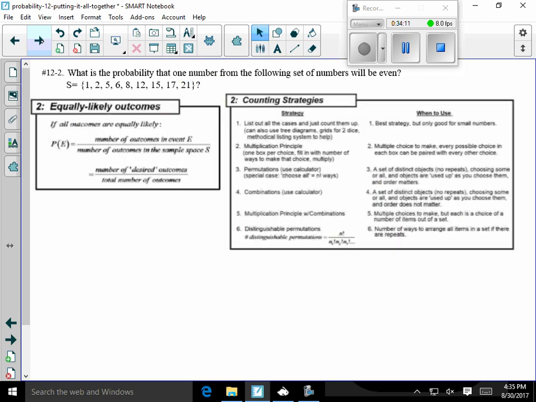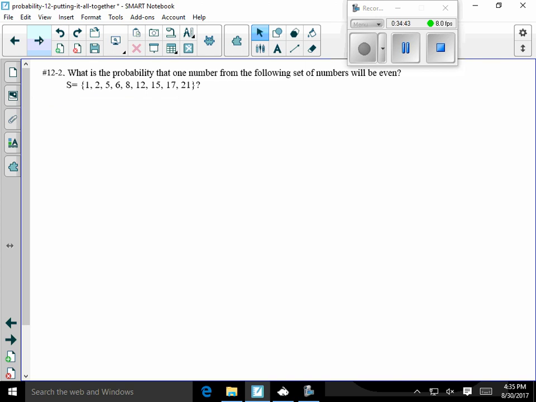Here's some things to remember about equally likely cases. When we have equally likely outcomes, the probability of the event happening is the number of outcomes in the event space divided by the number of outcomes in the sample space, or the number of desired outcomes over the total number of outcomes. And then we have all these counting strategies, right? One of them is to list out all the cases and just count them up. So that's the one we're going to use. Since we have a possible set already listed, it's just a matter of counting these up. Okay, so now I think we've got the strategy.